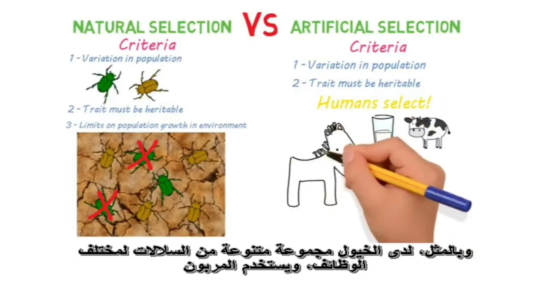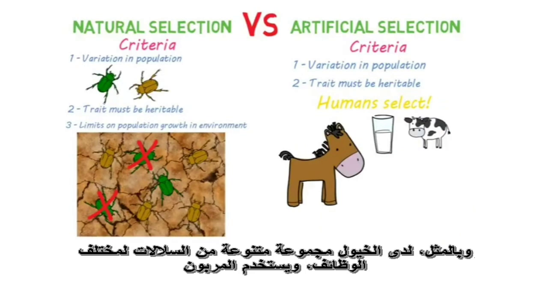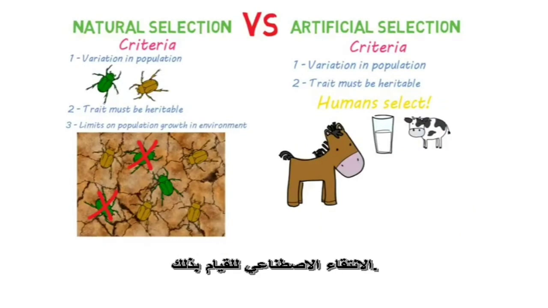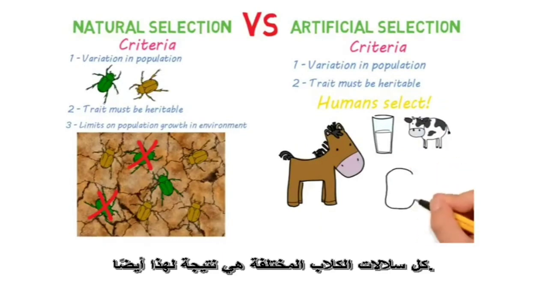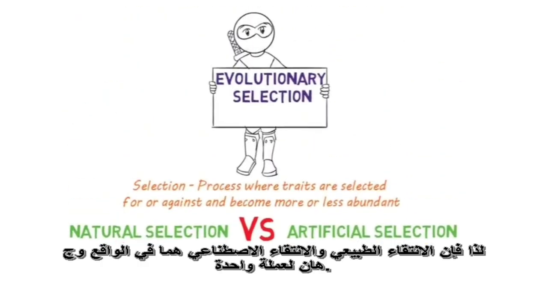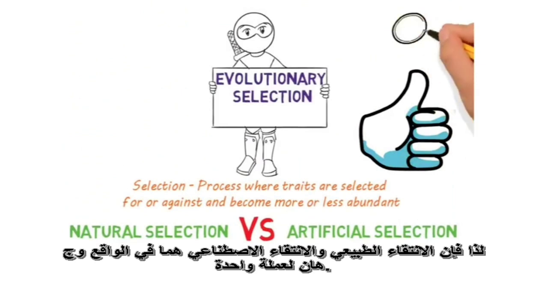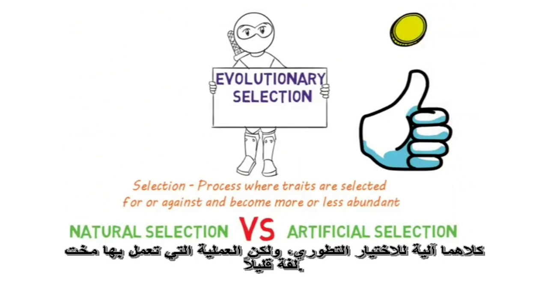Likewise, horses have a variety of breeds with a variety of jobs, and breeders use artificial selection to make that happen. All the household dogs we have are a result of artificial selection throughout the years. So natural selection and artificial selection are really just two sides of the same coin. Both are mechanisms of evolutionary selection, but the process by which they work is slightly different.